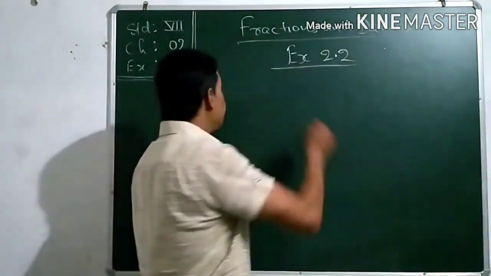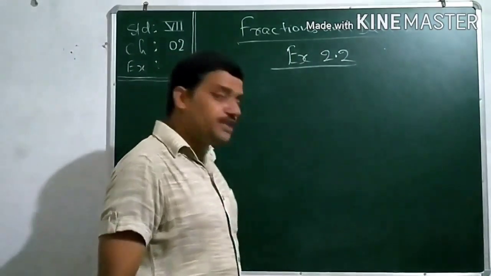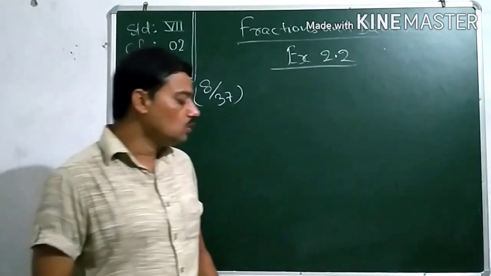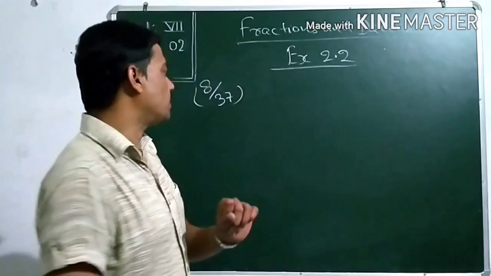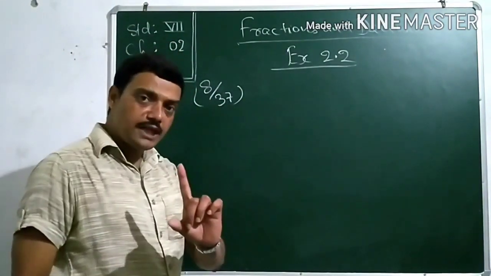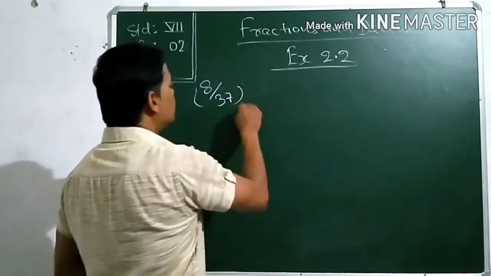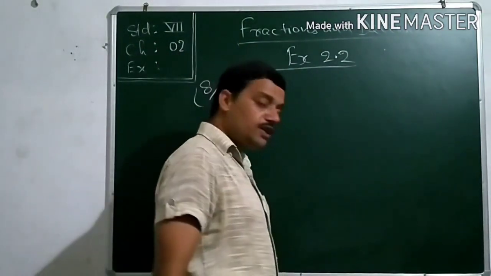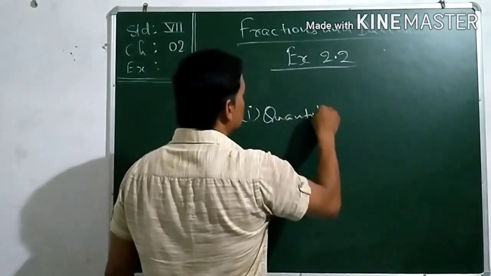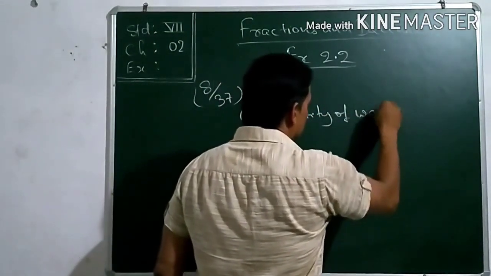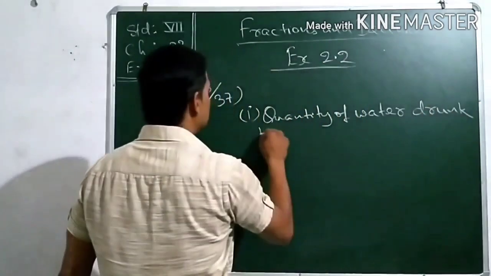In the 8 number sum, Vidya and Pratap had gone for a picnic. Mother had given them 5 liters of water. Out of them, Vidya drank 2 by 5 liters. And you are asked in the first part, how much water did Vidya drink? Quantity of water drunk by Vidya.